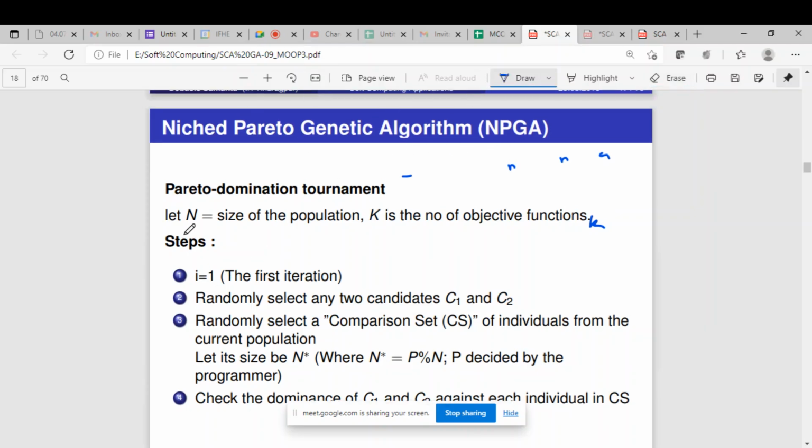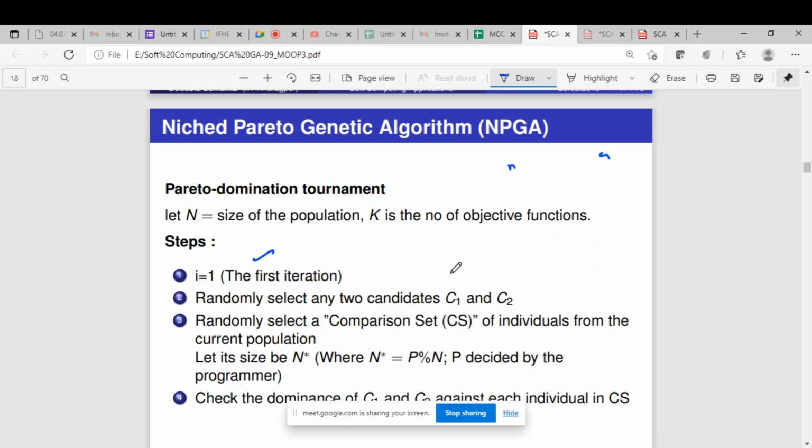Here the algorithm is explained. Let N be the size of the population, and K be the number of objective functions. I is equal to 1, that is, the first iteration.